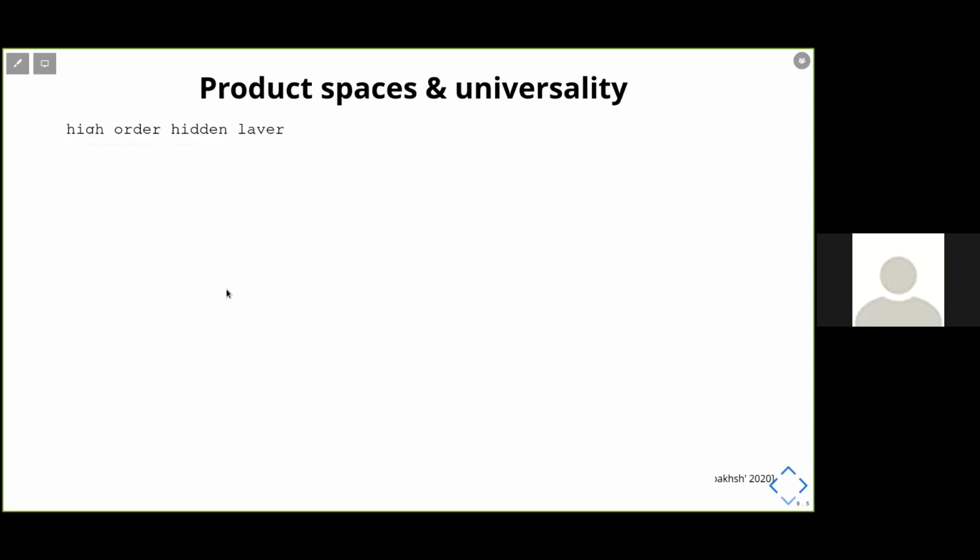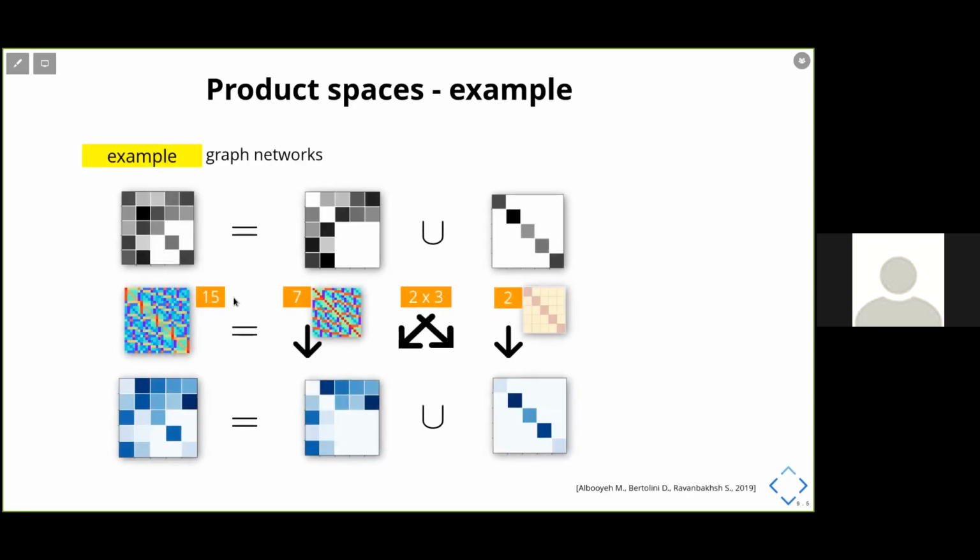So I have a question. Can you go back? Could you explain a little bit more where the numbers 2, 2 times 3, and 7 come from?